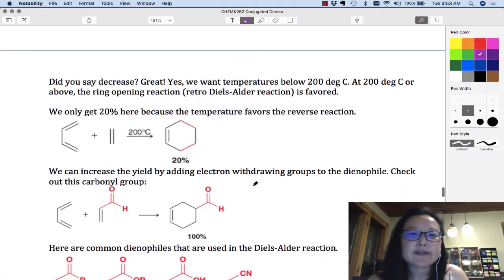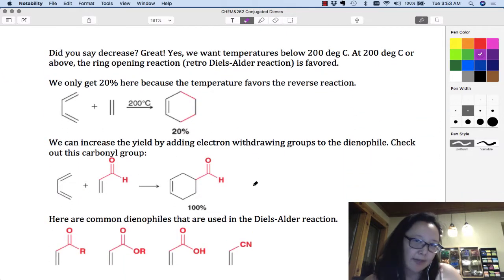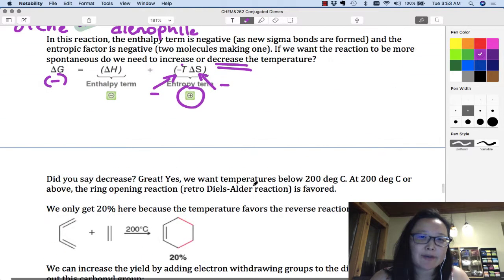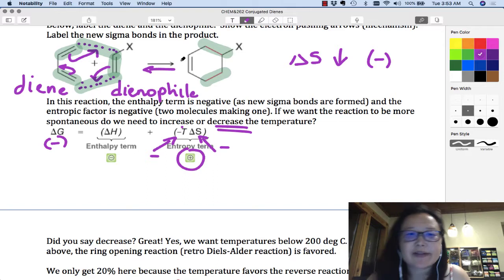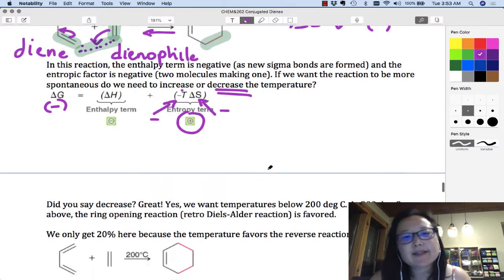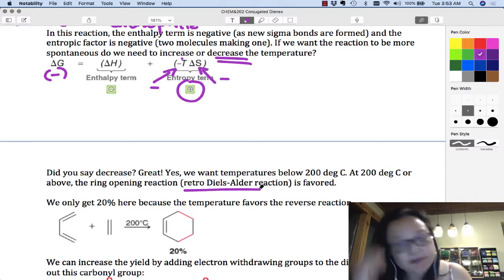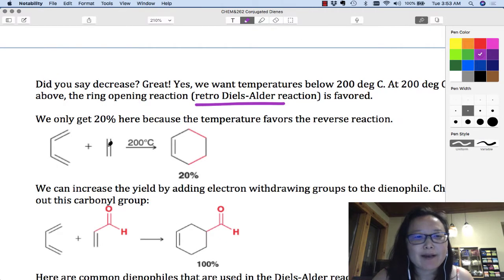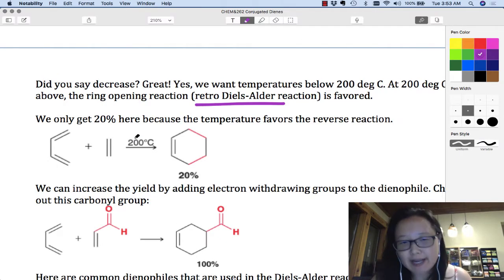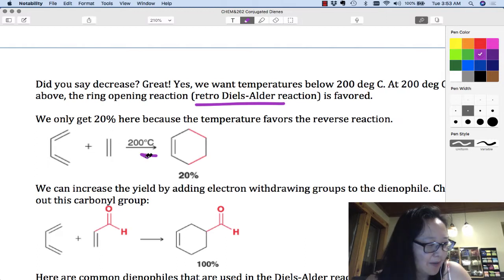So it turns out for the Diels-Alder reaction, we want a high enough temperature to overcome the activation energy, but we don't want it to be too high because that will then make the reaction more reactant favored. So you could do the reverse reaction at a higher temperature, and that's called a retro-Diels-Alder reaction if you go in reverse. Notice the examples we have here from Klein. If you have a high temperature like 200 degrees C or higher, you're going to have only 20% yields for this particular reaction because you have such a high temperature. You're going to have most of the reaction going the other way.